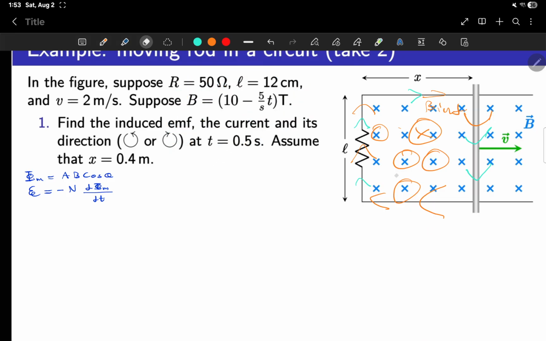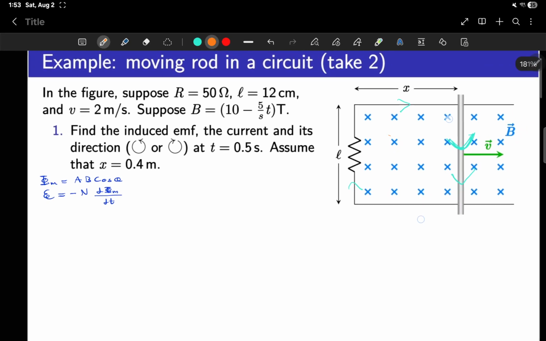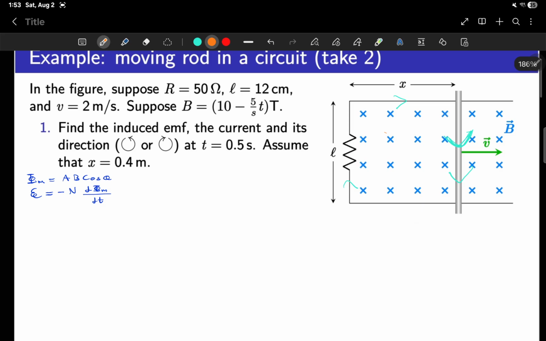So again, coming back to this question itself, the area is changing too, not just the magnetic field. That's what we're trying to keep in mind. So we'll try to solve this problem. What I said previously was just something basic, kind of introducing you to the theory behind such problems.